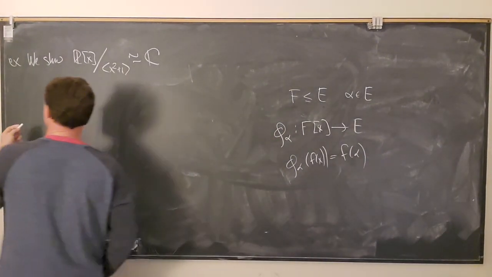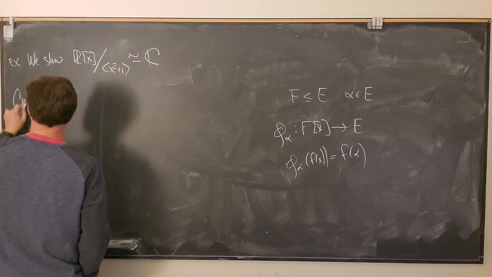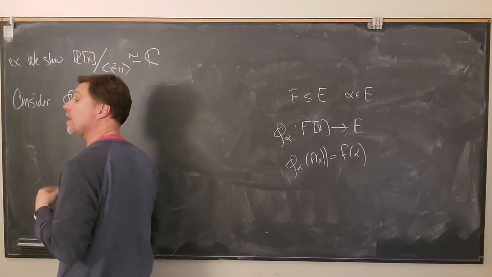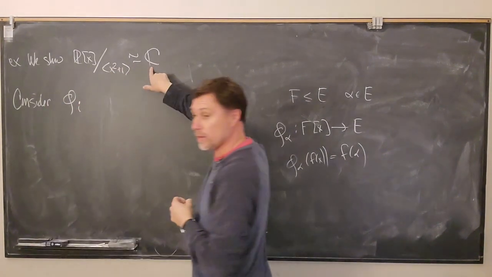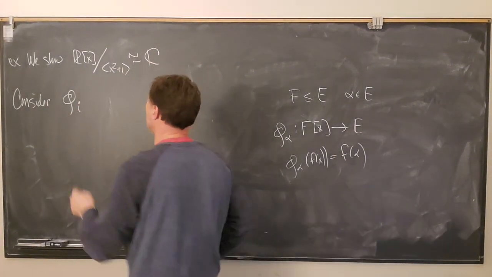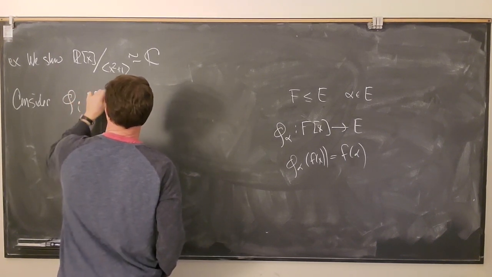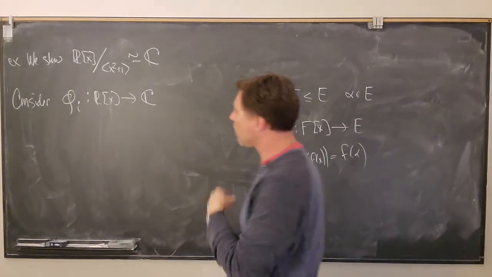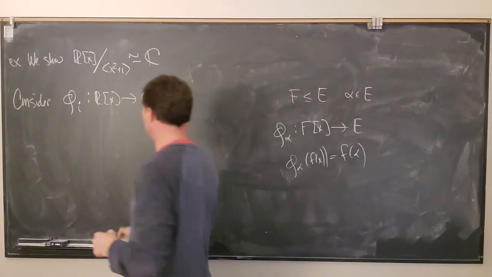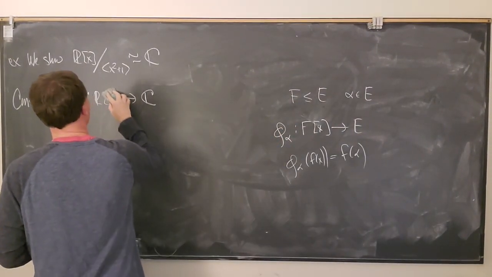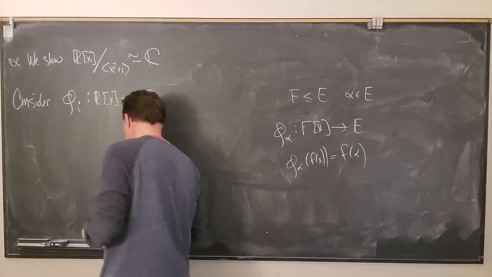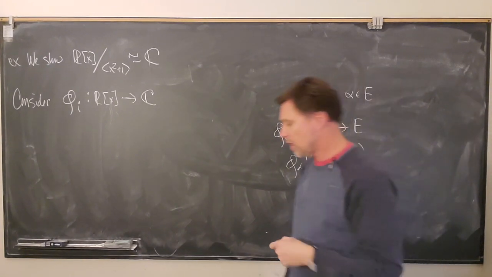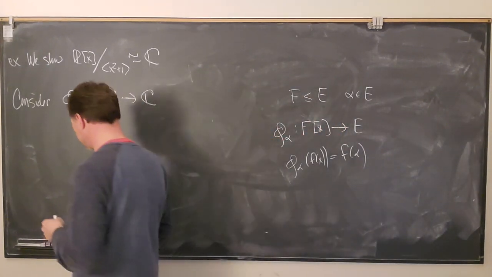We're going to make use of this in one particular case. Consider the evaluation mapping φ_i, where i is the square root of minus 1 living in the complex numbers, from R[x] to C. We know it's a homomorphism, so I don't need to verify that. According to the first isomorphism theorem, R[x] mod the kernel is isomorphic to the image. So let's first identify the image.